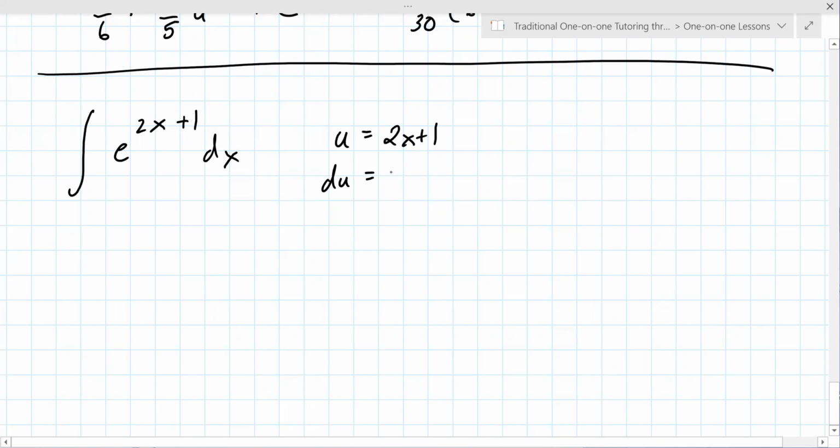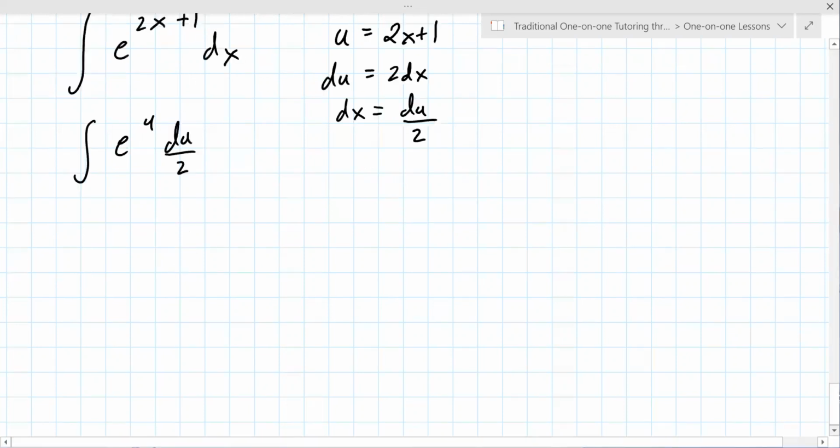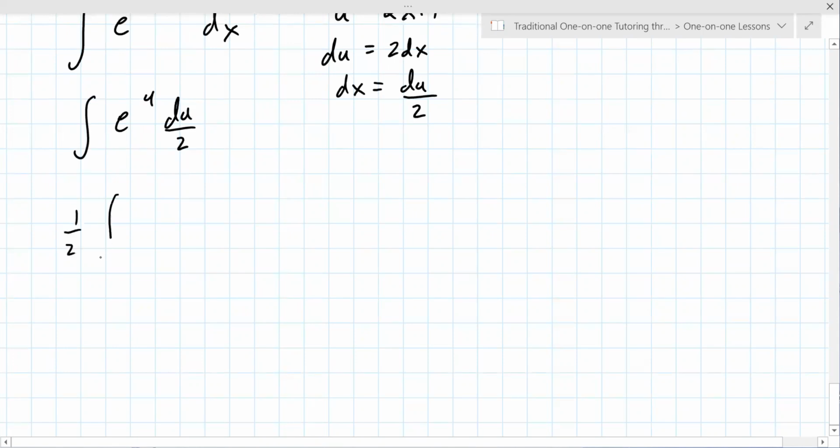It's 2 dx. So dx is du over 2. So this becomes the integral of e to the u du over 2. And now you bring the 1/2 out, e to the u du, and what does this become?